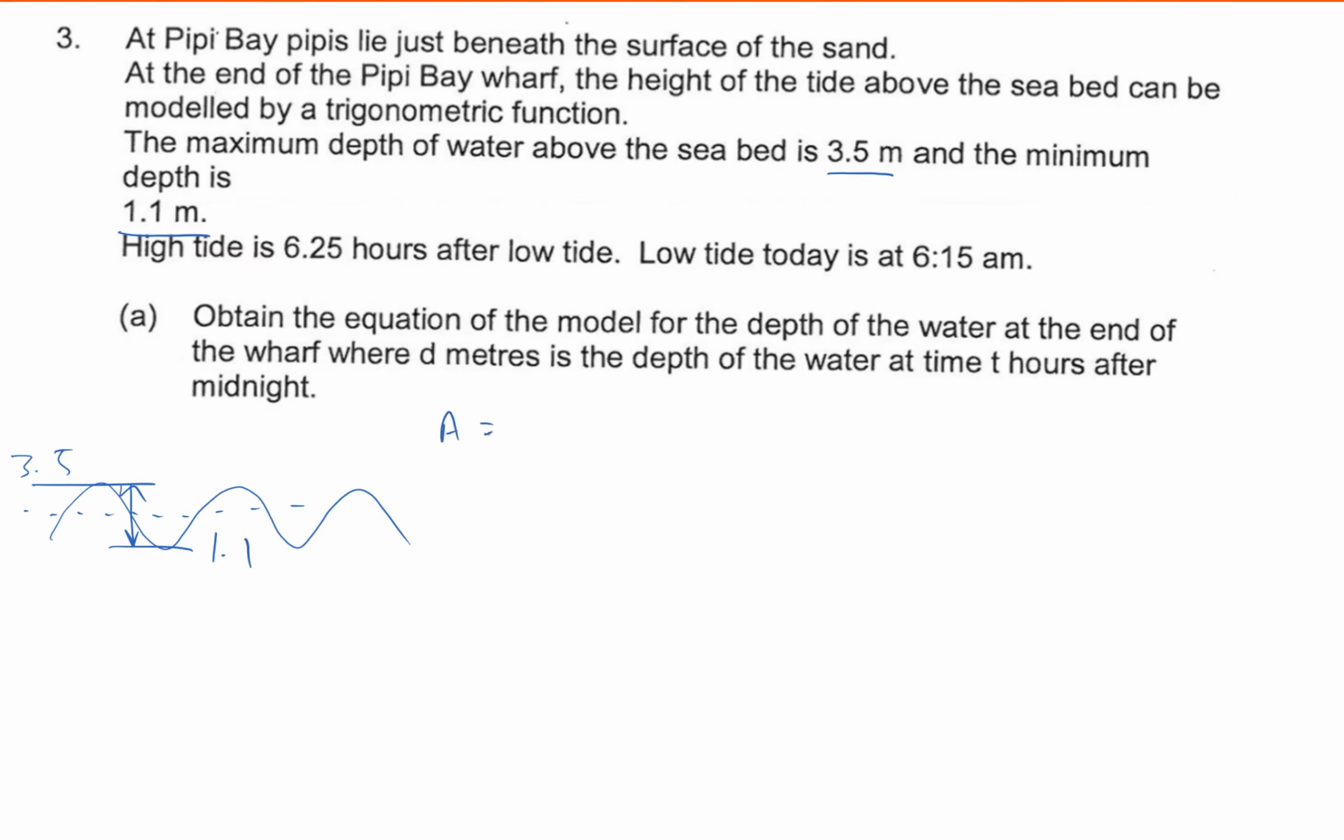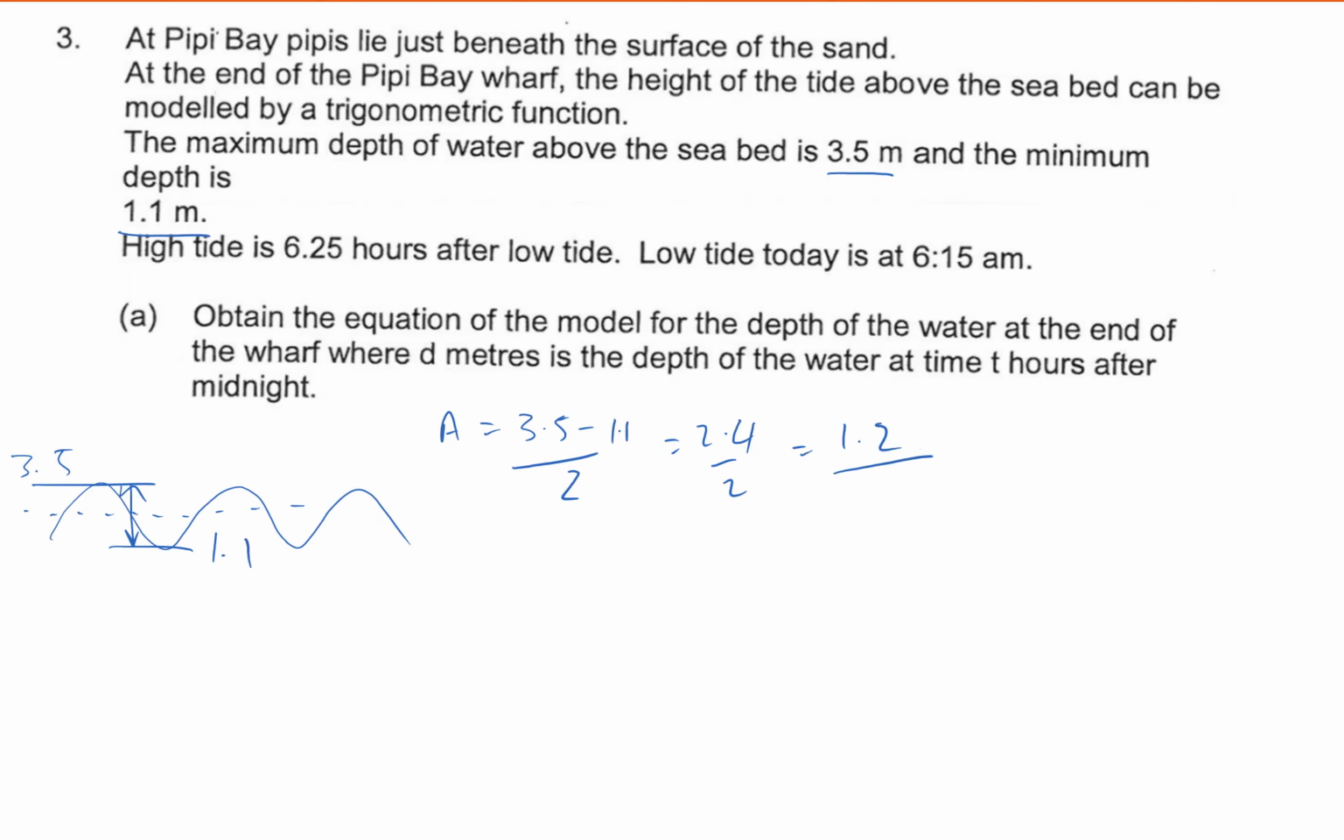So my amplitude must be whatever that distance is. In other words, 3.5 minus 1.1, but half of it. Does that make sense? Yep. So that's 2.4 over 2, therefore my amplitude is 1.2.